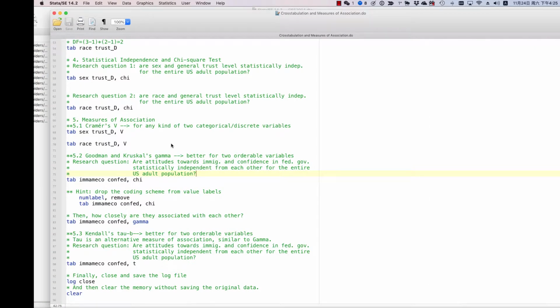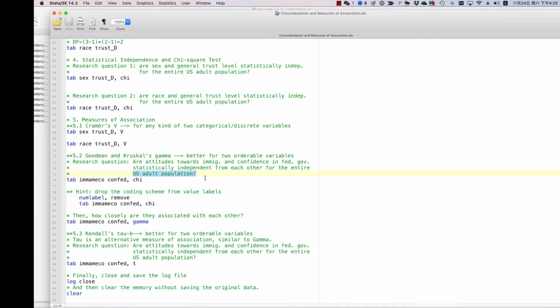If you have two orderable discrete variables, then you can have more choices of measures of association. For example, Goodman and Kruskal's gamma, as well as Kendall's tau b. Let's talk about these two measures for orderable variables one after another. We have a research question like this. Are attitudes towards immigrants and confidence in federal government statistically independent from each other for the entire U.S. adult population?